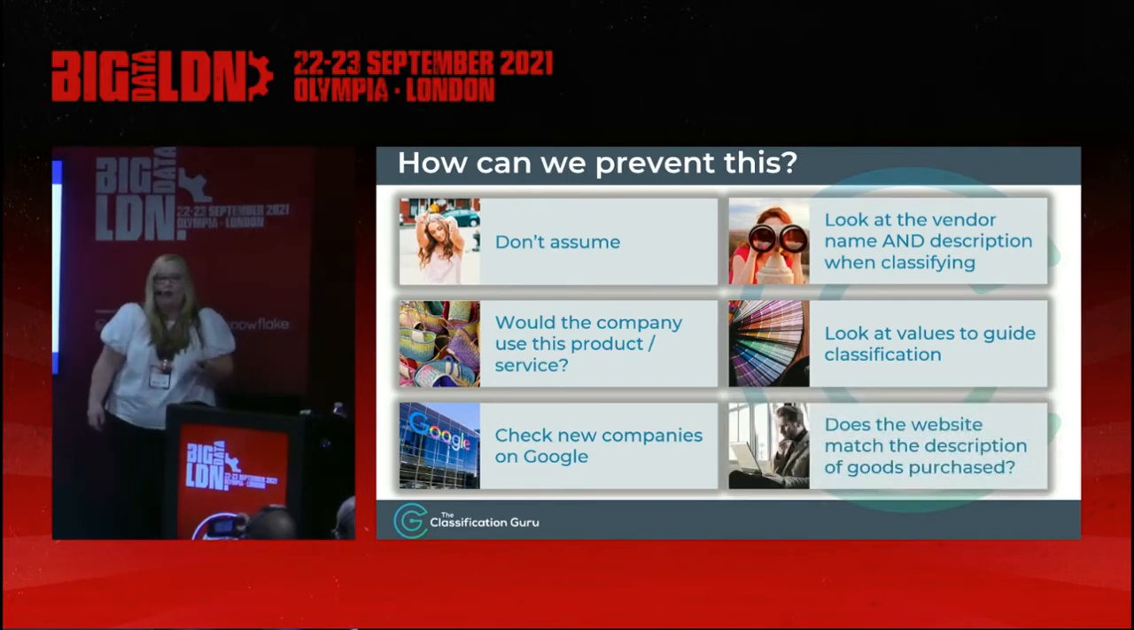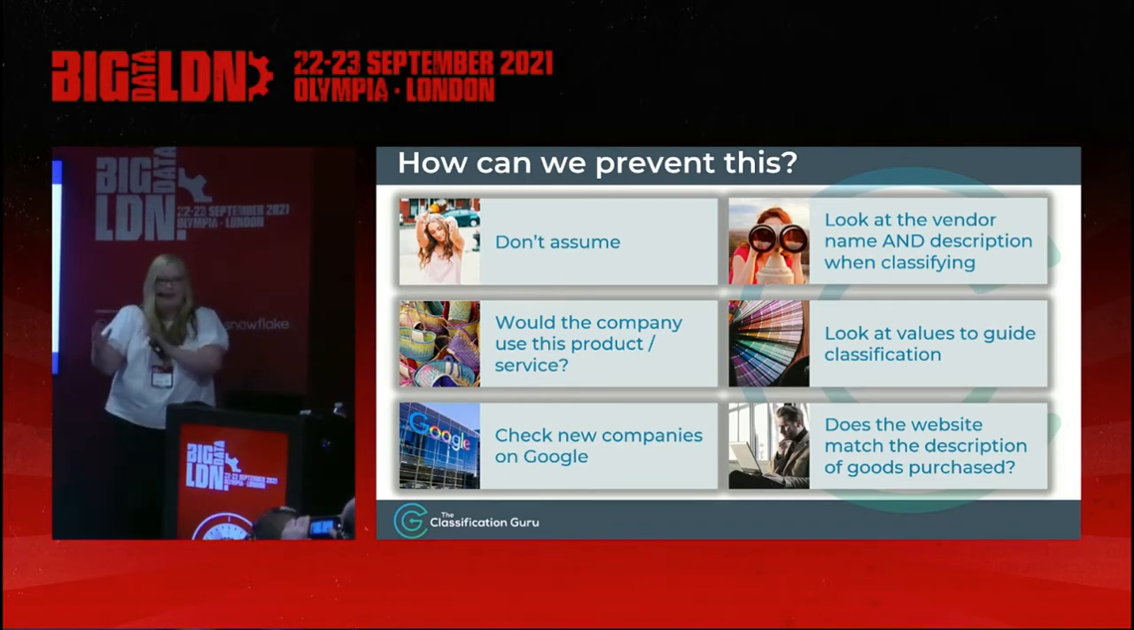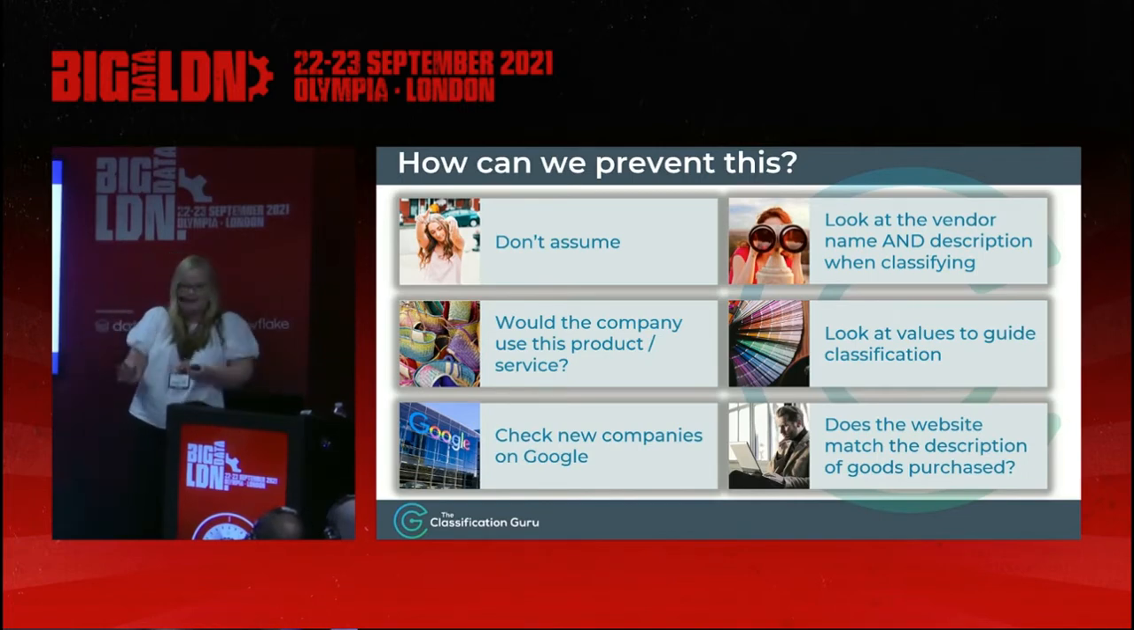And then, once you've found that website, does the description on that website match the data set you've got? Because sometimes you could have the same company name in different countries and they're doing different things. So again, that's when context comes in, check the country that you're looking for, all those kinds of things.